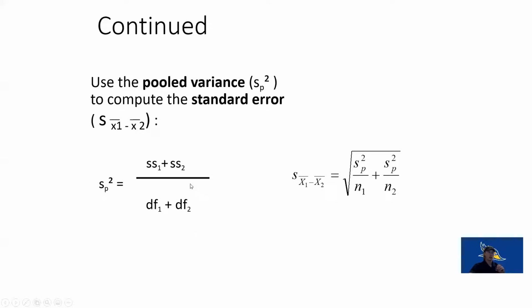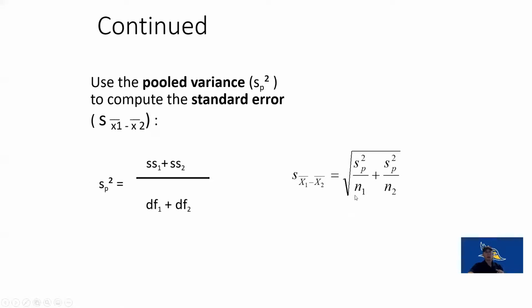Okay, so we'll find our pooled variance, which is the sum of squares of group 1 plus the sum of squares of group 2, divided by the degrees of freedom of group 1 plus the degrees of freedom of group 2. We will then plug our pooled variance into our standard error equation.